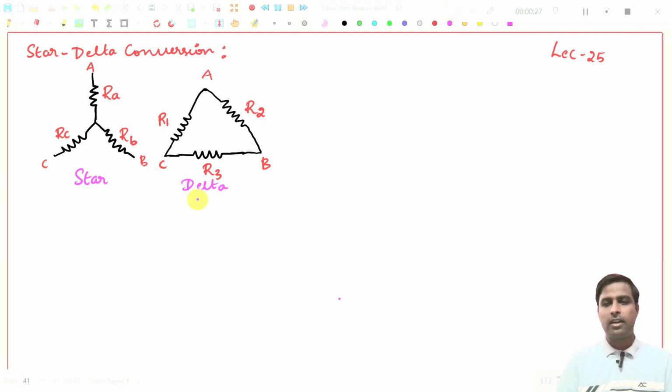I will tell you the application of this conversion, because at times in circuits you cannot simplify this star connection with the easy method. So what we do is convert this star connection to the delta connection. We are going to write the expressions for star to delta conversion as well as delta to star conversion. That is what we are going to see in this particular lecture.